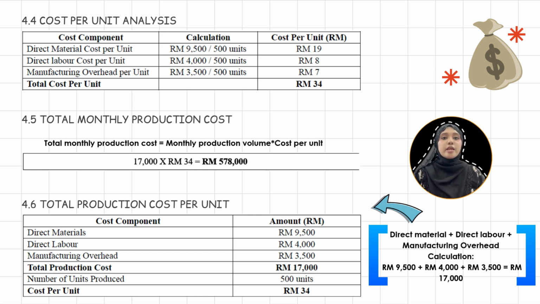Finally, the total production cost per unit confirms the same calculation. By adding direct materials, direct labor and overhead, which is 9,050 ringgit plus 4,000 plus 3,050 ringgit, we again get RM70,000 for 500 units, which is equal to RM34 per unit. This costing information is very important because it helps management decide the right selling price, control costs, and plan for profit.